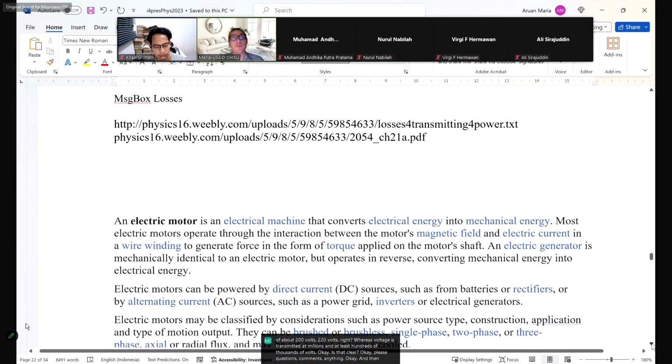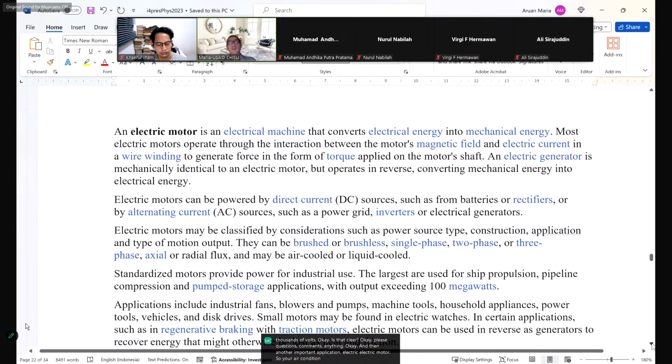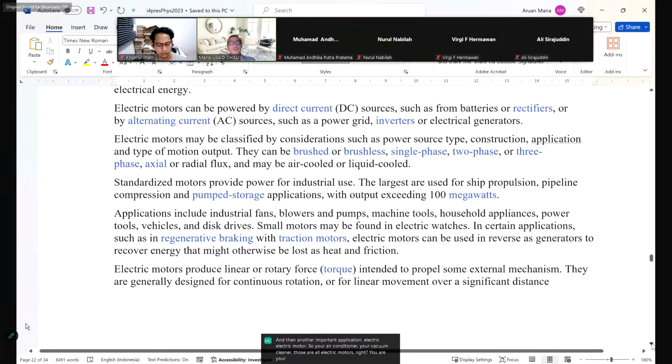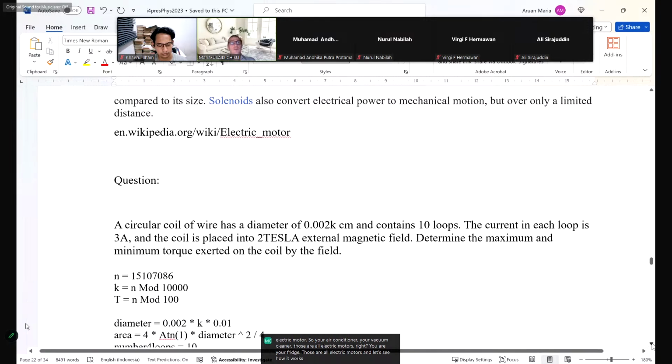And then another important application: the electric motor. So your air conditioner, your vacuum cleaner, your fridge, those are all electric motors, right? And let's see how it works physically.